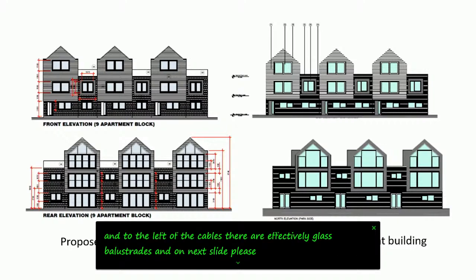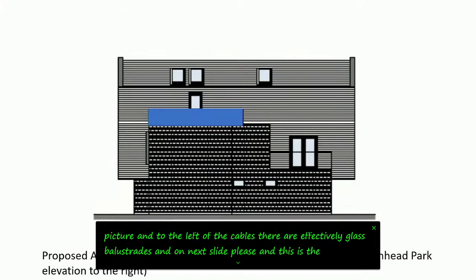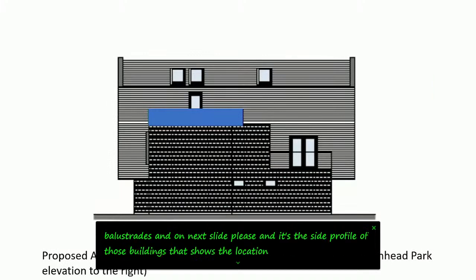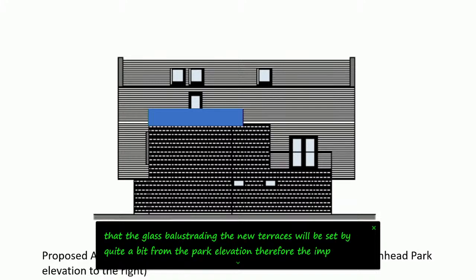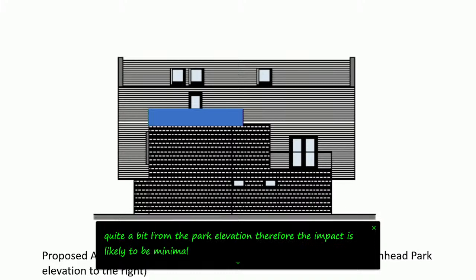Next slide, please. And this is the side profile of those buildings, which shows the location of the terraces. So Birkenhead Park's to the right, so this indicates that the glass balustrade and the new terraces will be set back quite a bit from the park elevation, and therefore the impact is likely to be minimal.